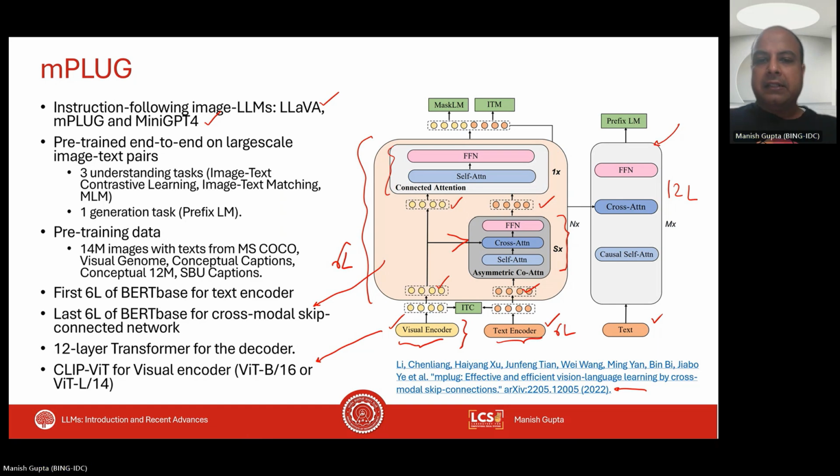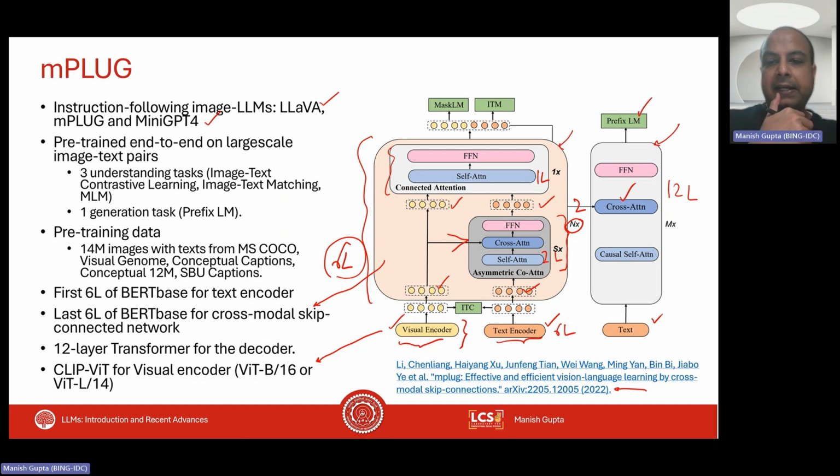Now, among these 6-layer stuff, as far as I remember, they do 2 layers of this asymmetric co-attention and 1 layer of full self-attention, and then they repeat the entire thing 2 times, and that leads to the 6 layers pre-trained from the BERT base. So that's the mPLUG model. It's a pretty simple model from that perspective. And of course, the outputs coming from the mPLUG encoder are fed into the cross-attention sublayer, so as to start generating outputs from the LLM decoder.